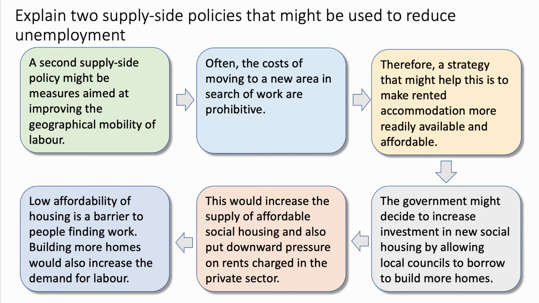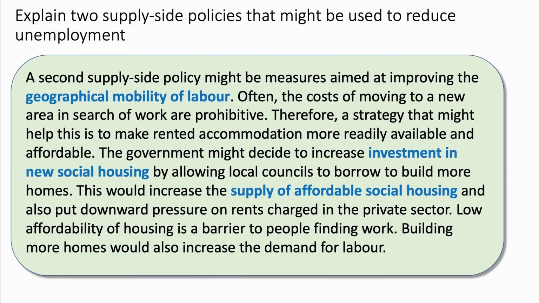Low affordability of housing is a barrier to finding work, and building more homes would also increase the demand for labour in the construction industry. So here's a way of explaining how a supply-side policy might work. And again, there are links in the chain which, when you put them together, creates a chunky paragraph of analysis. You might well put a diagram in to help you. But crucially, everybody, we're using A-level terms: geographical mobility of labour, affordable housing, demand for labour. Use the terms, the concepts that you've been taught in your classroom.